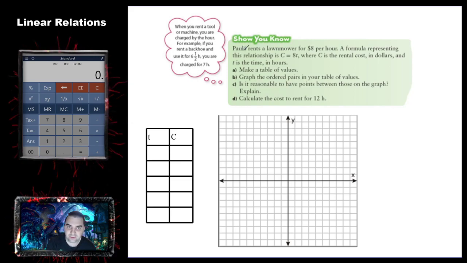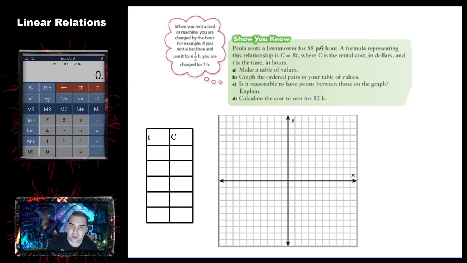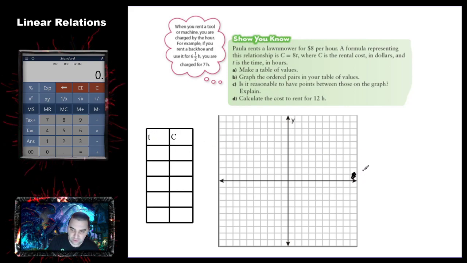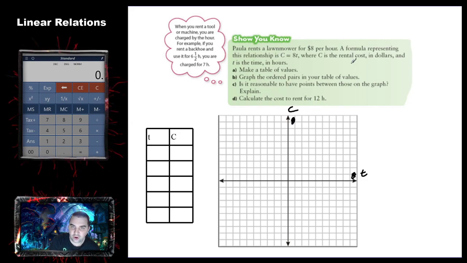So what I have here is Paula renting a lawnmower for $8 per hour. And I'll fix this graph here because we are talking about time again, T, and C represents your cost. So the formula for this is C, the cost, is equal to 8 times T, where C is the rental cost and T is hours.